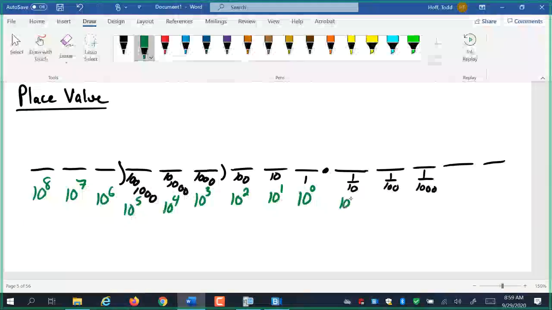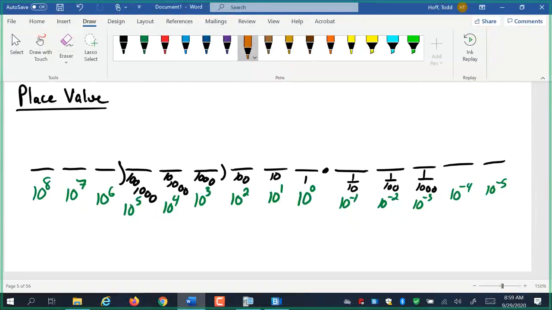10 to the negative 1 is 1/10th. 10 to the negative 2 is 1/100th. 10 to the negative 3 is 1,000th. 10 to the negative 4 would be the 10,000th, and 10 to the negative 5, and we can keep going in that direction. Our place values are powers of 10. That's why we refer to our number system as a base 10 number system. Our place values are exponents with a base of 10.